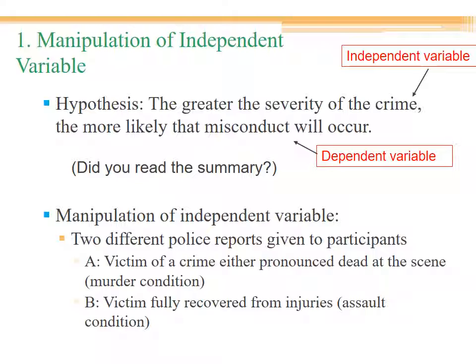So this is how researchers manipulated their independent variable, severity of crime. Group A believes that the victim died, which is much more severe than the report that the other group received. So now the researchers want to see if the murder group, Group A, is more likely to withhold information than the assault group. This is the measurement of the dependent variable.